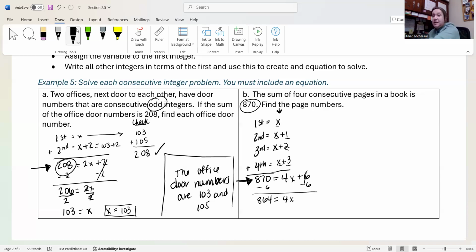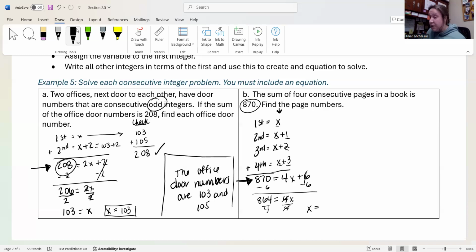And now I want to get the x by itself. The issue is this multiplication of 4. We undo multiplication with division. So I want to divide both sides by 4. 4 divided by 4 is 1. 1 times x is x. And then I'm out of room a little bit, so just follow where I'm going on the page. But 864 divided by 4 is 216.